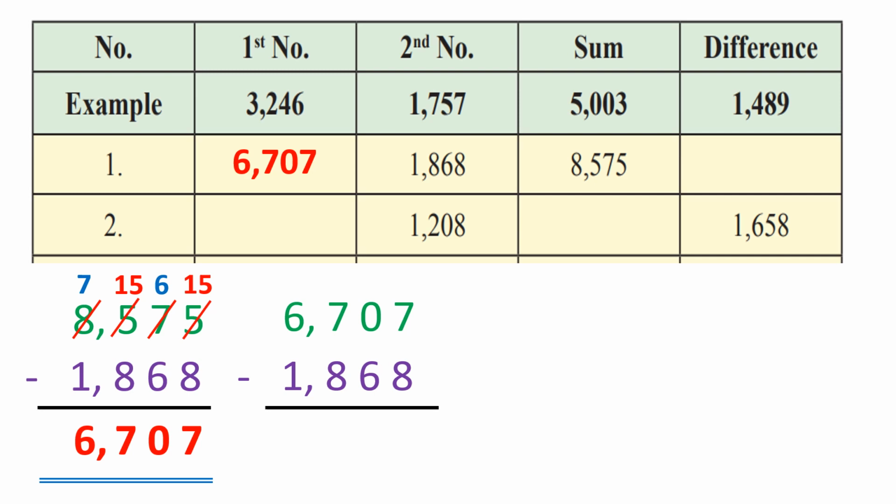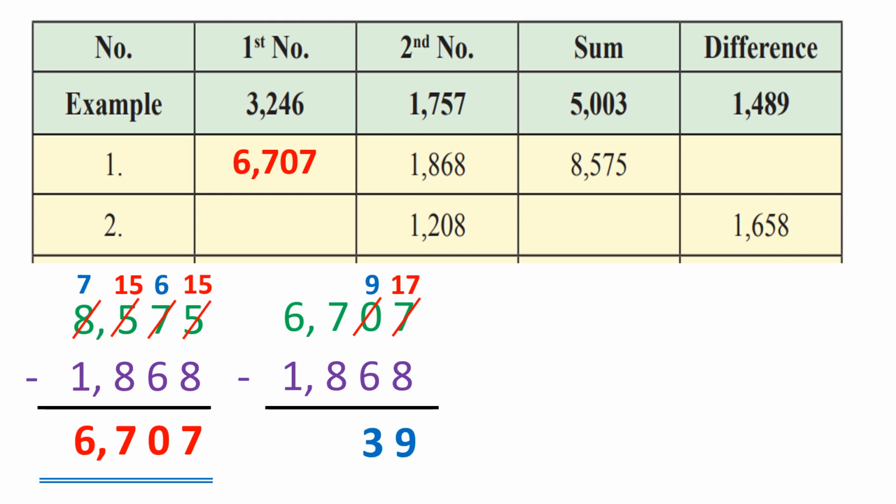First is 7 minus 8, cannot be. You borrow from 7, and then 0. Then 7 becomes 17. 17 minus 8 is 9. Then 0 here, you borrow here from 7. This becomes 9. Okay, 9 minus 6 is 3.